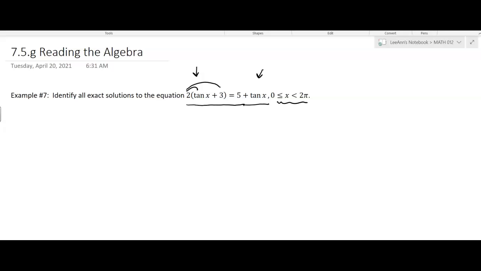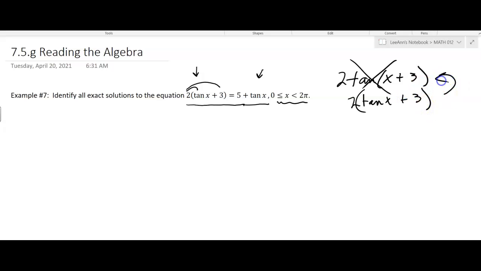So if you're thinking it means this, that's different, okay? That's what I'm trying to point out here: 2 tangent x, plus 3, when the parentheses are like that, it's different than when it's like that. So these are not the same thing. Okay, so we're going to distribute and we're going to get 2 tangent x plus 6, because 2 times 3 is 6, right? Equals 5 plus tangent x.